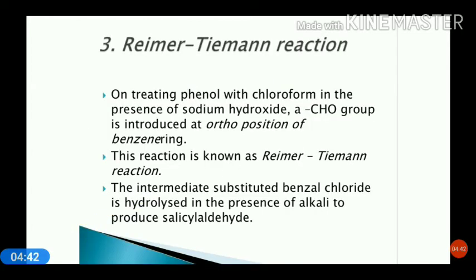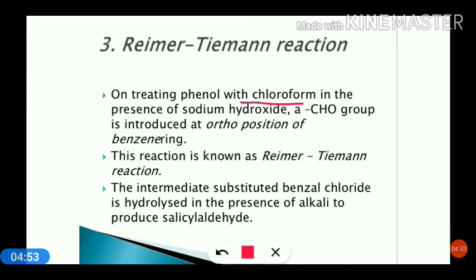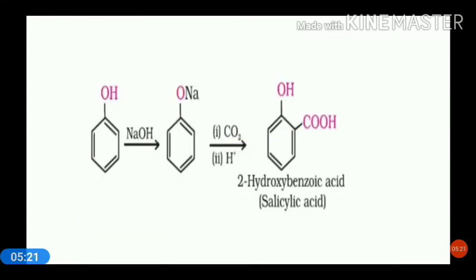Next and very important is the Reimer-Tiemann reaction. On treating phenol with chloroform, or instead of chloroform you can use CCl4, carbon tetrachloride, a CHO group is introduced at the ortho position of the benzene ring. Here you can see the reaction.